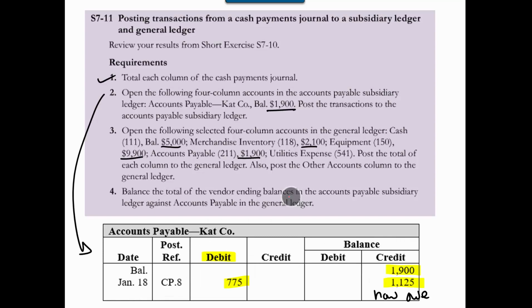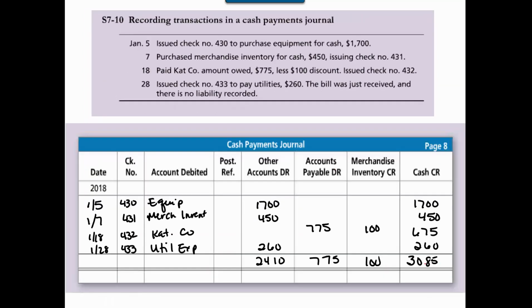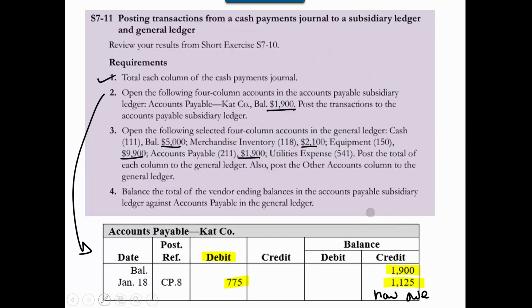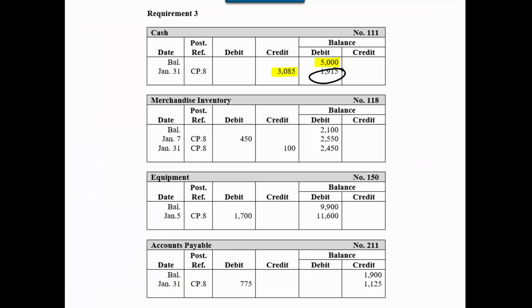$3,085. That's my total. Here, that's the total that I credited. And while we're here, we posted this one. All right, and now we just posted to cash. So that's 111 to show that I posted that one. And so the new balance in my cash account is the $5,000 I had minus the $3,085 worth of checks that I wrote out this month.